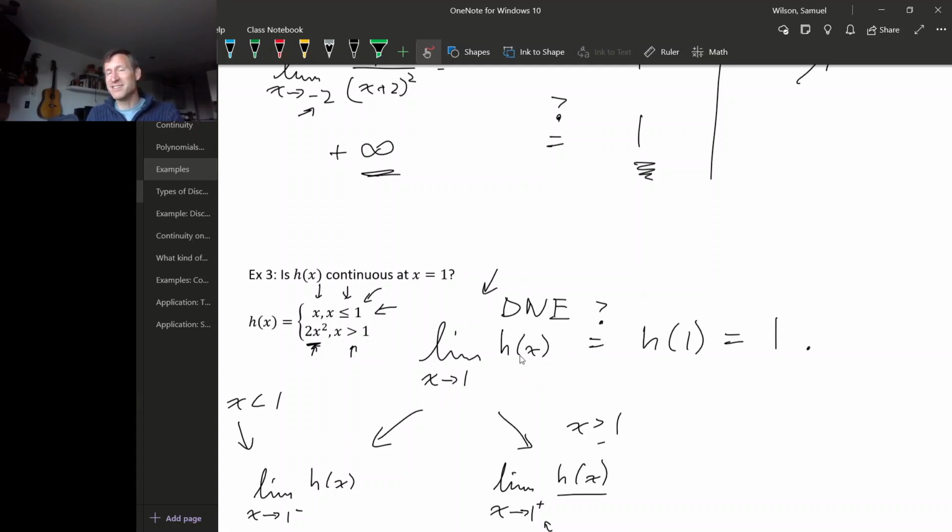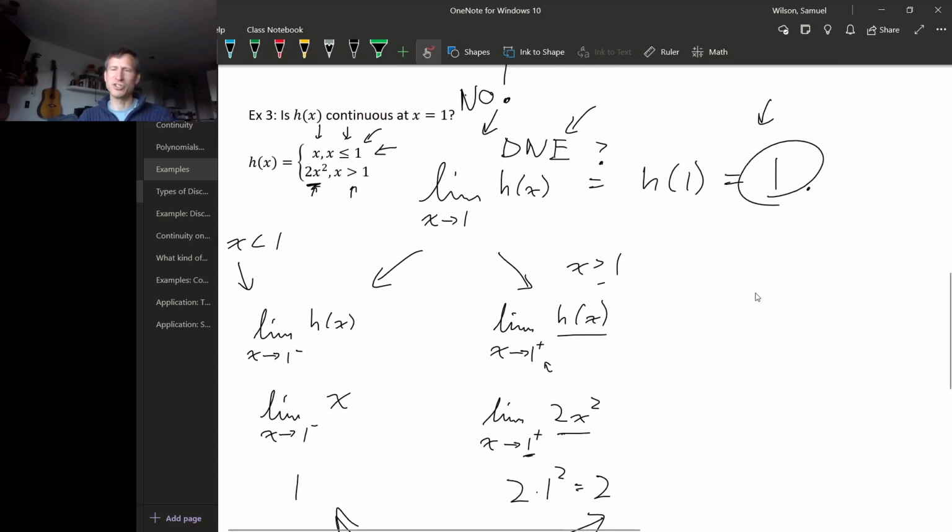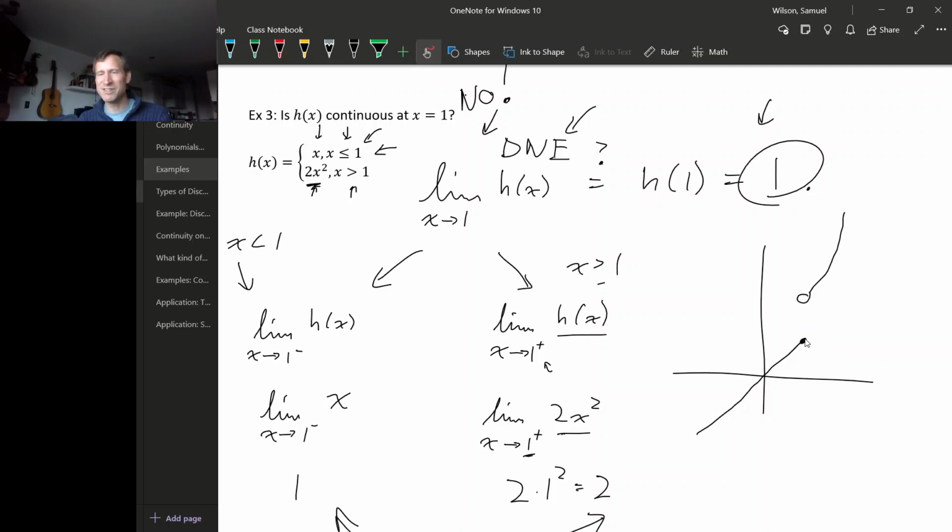Since this two-sided limit doesn't exist, it can't be equal to 1. So this function is definitely not continuous at x equals 1. The function itself is defined, but the limit at 1 doesn't exist. If we sketched a graph of this multipart function, you would see why that is the case. So let's see, for x values less than or equal to 1, it just looks like y equals x, like this. But to the right of 1, it looks like 2x squared, and it turns out that that looks like this. And clearly, this isn't continuous at x equals 1 because you can see there is no limit because the one-sided limits are different. And so the limit can't be equal to the value of the function.